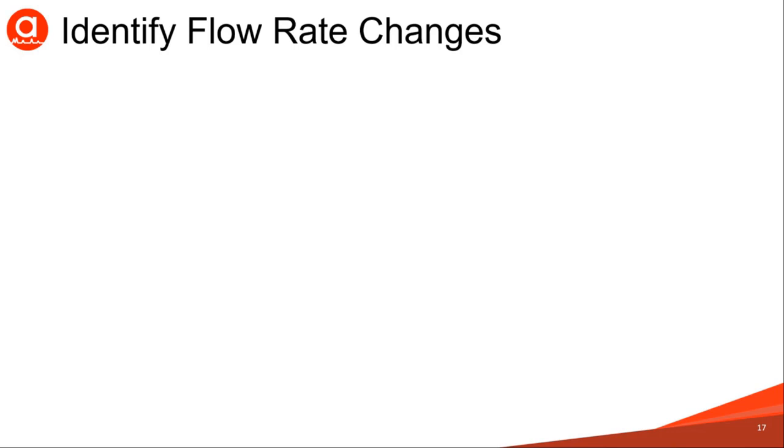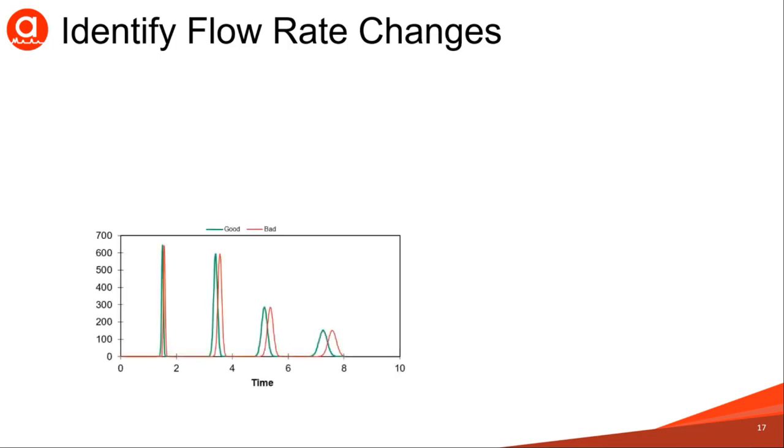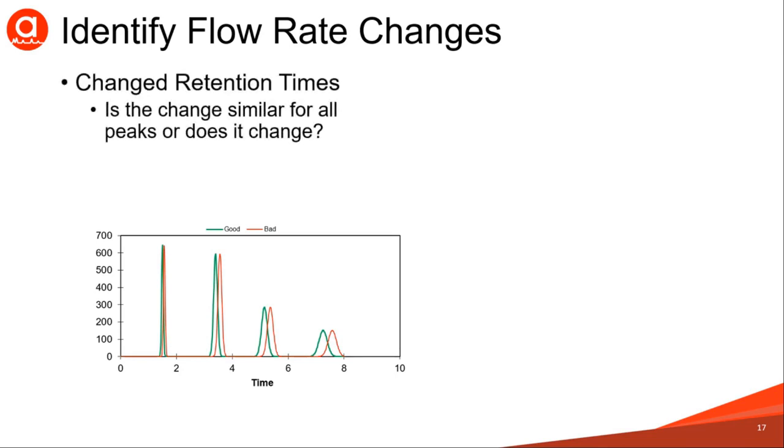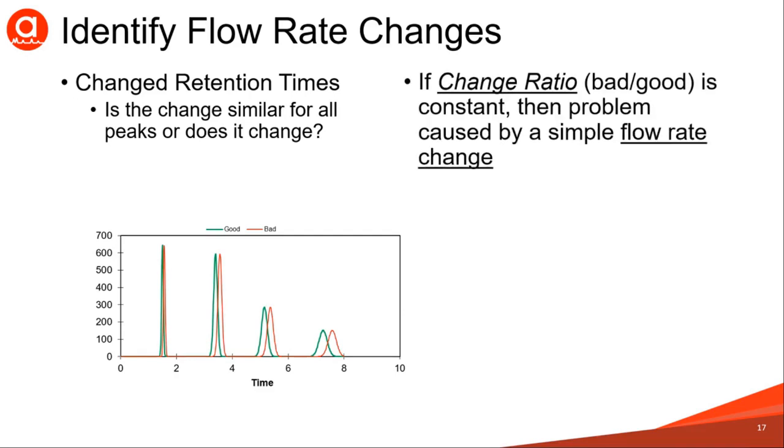So let's say we had a flow rate change in our system. How might we identify that using the change ratios? So for example, we have a chromatogram that looks like this, or two chromatograms, one good, one bad. We can look at the change ratios for the retention times and notice if the change is similar for all of the peaks or does it change. So if the change ratio is constant or at least very similar for all peaks, then the problem is caused by a simple flow rate change.